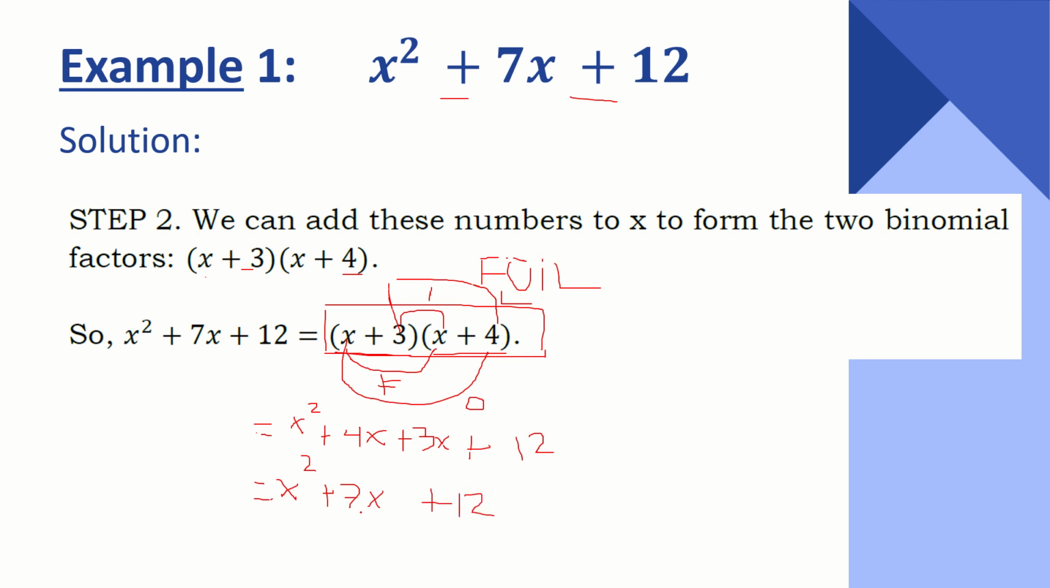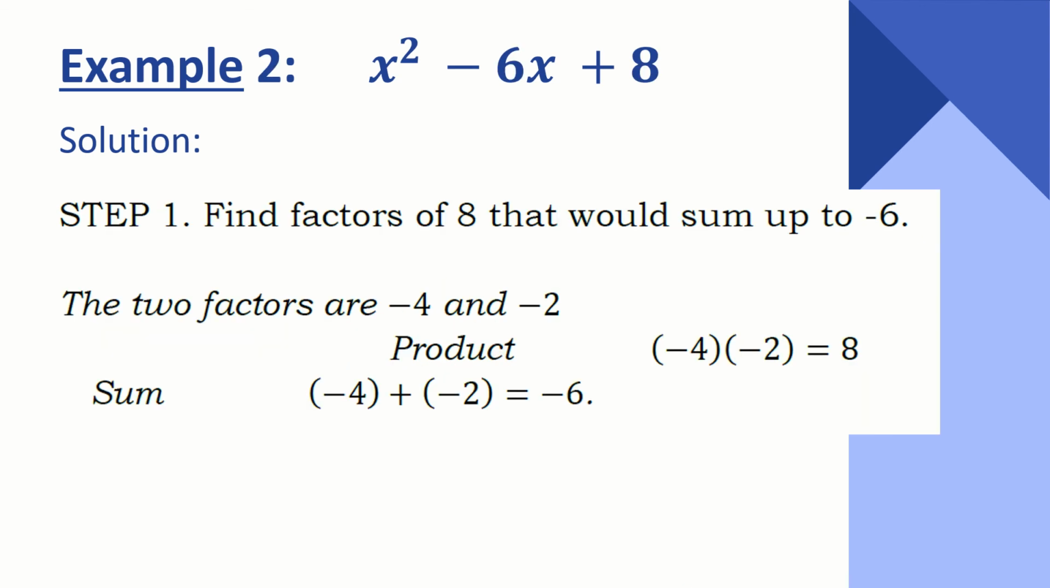As you can see, this trinomial is the same as the original trinomial. Therefore, x plus 3 multiplied by x plus 4 is the factor of our general trinomial x squared plus 7x plus 12. Okay? So, that's it. Now, another example, we have x squared minus 6x plus 8.